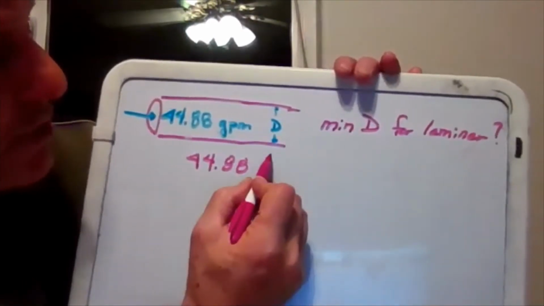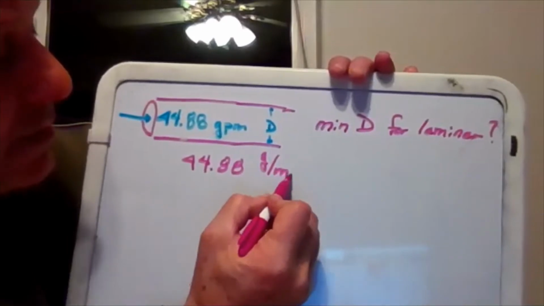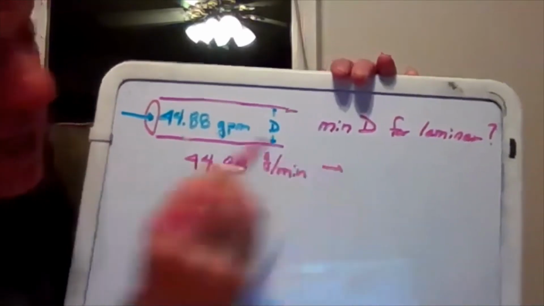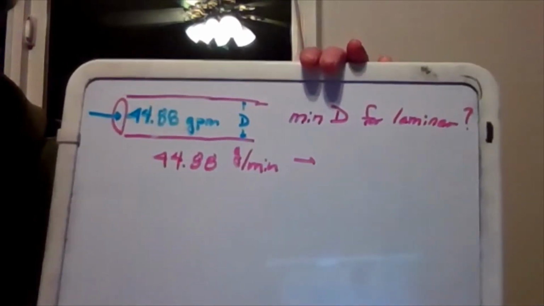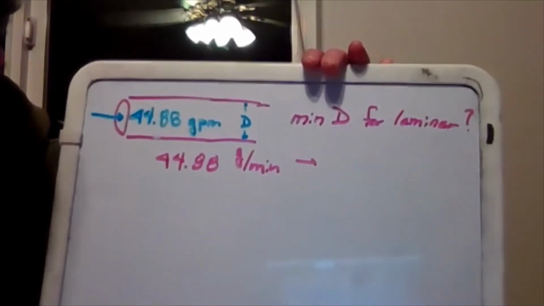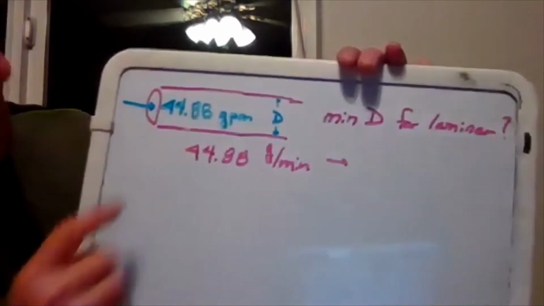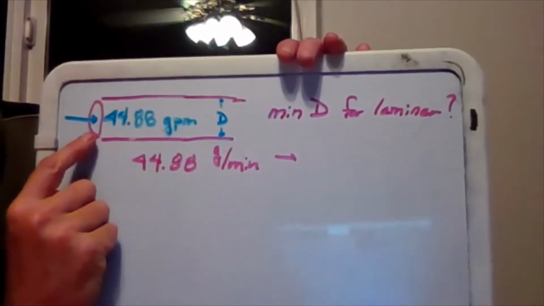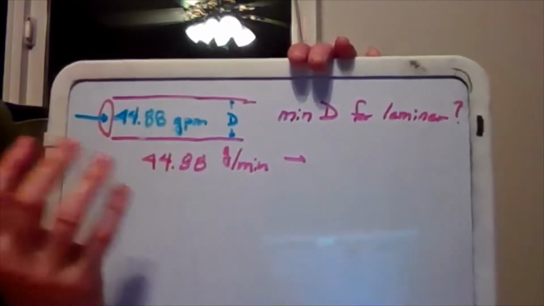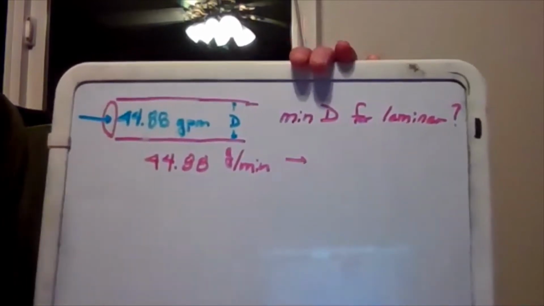44.88 gallons per minute. We're going to take that and divide it by 60, so we'll get some very, very small number, 44.88 divided by 60. And that means there's 0.748 gallons per second entering this pipe. That gives you an idea. That's a lot of flow, 3/4 of a gallon per second.